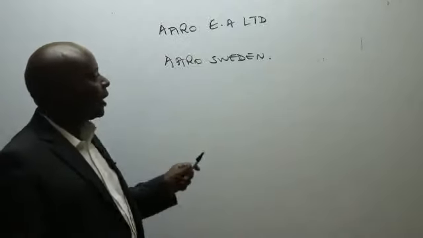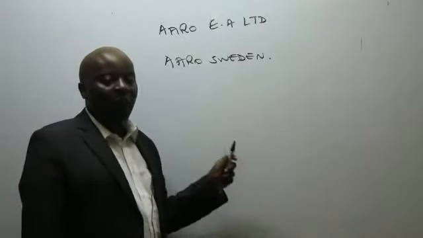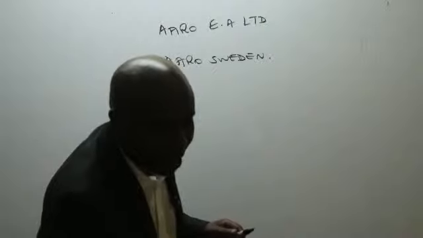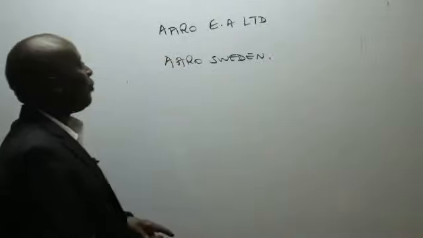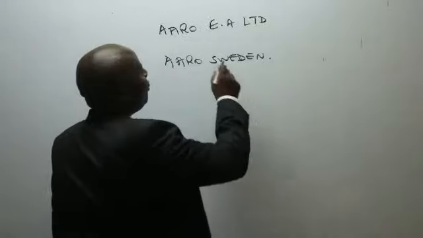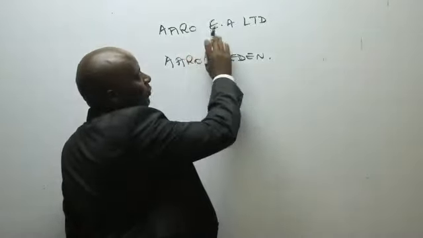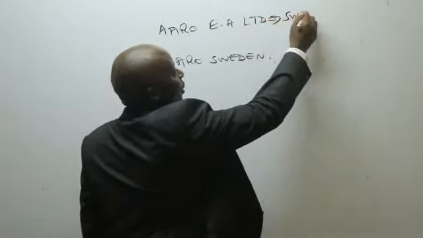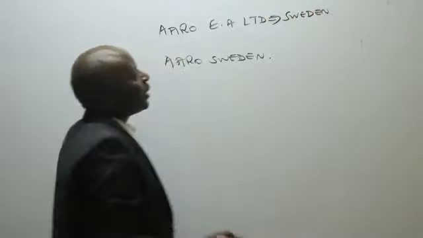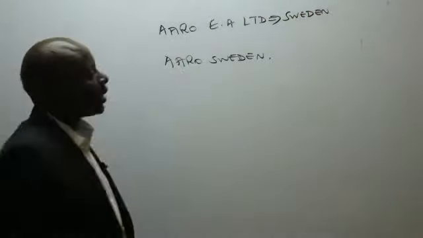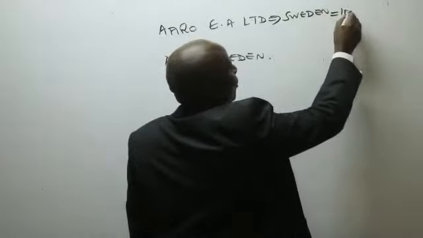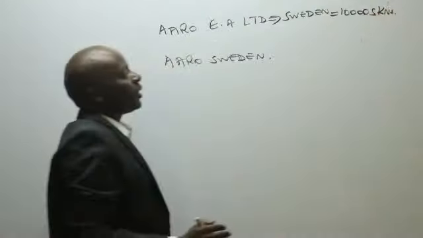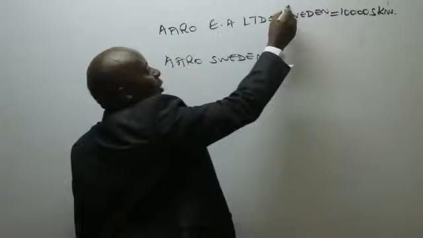Of course, companies trade at times. And when they trade, ladies and gentlemen, at the end of the day, you will get them being indebted to each other. So for example, in this case, Arrow East Africa Limited may say that we owe Arrow Sweden, for example, 10,000 Swedish crowns. So this is an owing.